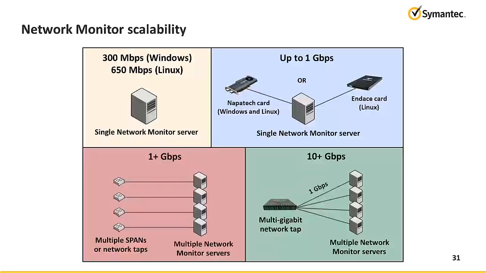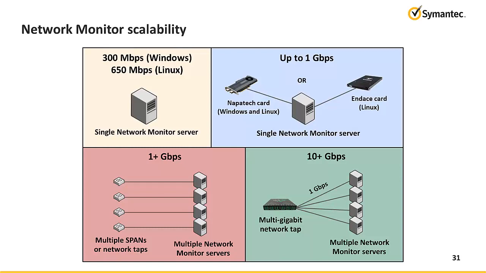reasons. If you notice a trend of many discarded packets in your traffic reports, even after you have fine-tuned IP and L7 filtering, you should consider scaling up your Symantec DLP infrastructure. A single Windows-based network monitor server can accommodate network traffic up to 300 megabits per second, and a Linux-based network monitor server can accommodate up to 650 megabits per second.